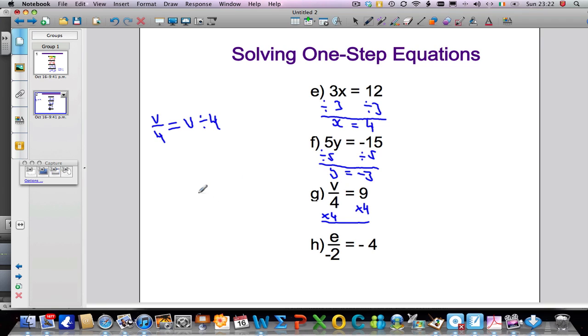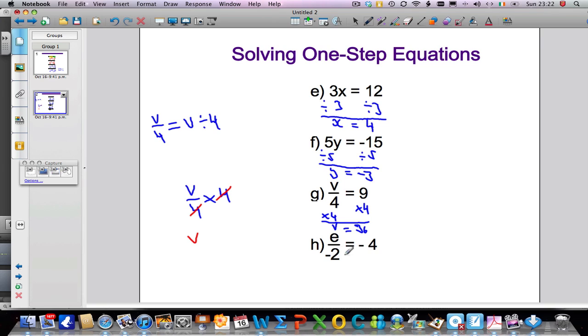Just as an aside, v over 4 multiplied by 4, essentially what's happening here is the 4's are cancelling out and we're ending up with v. So that's what's going on. v over 4 times by 4 is simply v, and 9 times 4 is, hopefully you know, 36.